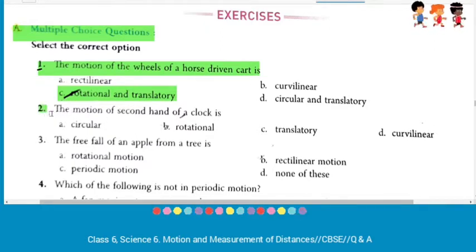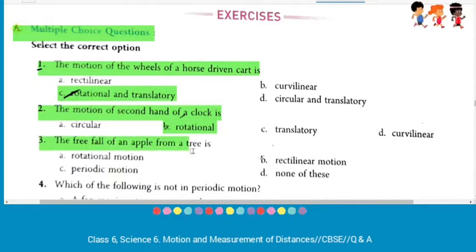Second question, the motion of the second hand of a clock is circular, rotational, translatory, or curvilinear. Answer is rotational. The motion of the second hand of a clock is rotational. Third, the free fall of an apple from a tree is either rotational motion, rectilinear motion, periodic motion, or none of these. Answer is rectilinear motion. The free fall of an apple from a tree is rectilinear motion.